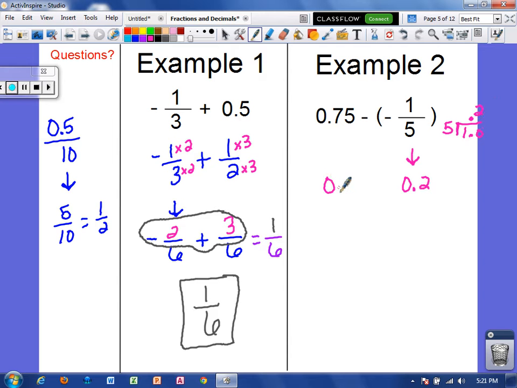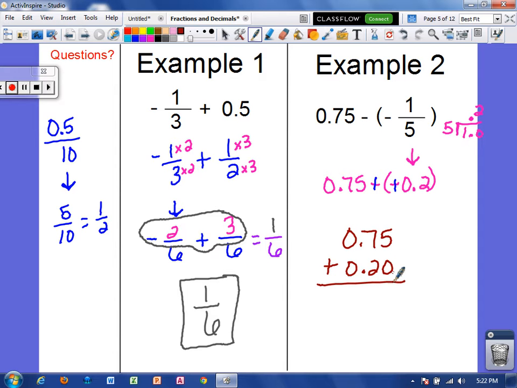So I really have 0.75 minus a negative 0.2. Now, we do not subtract with negative numbers. We add the opposite. So that means I want to add a positive 0.2. So now I have simple addition with two positive numbers. So I'm going to solve that by lining up the decimals and adding.